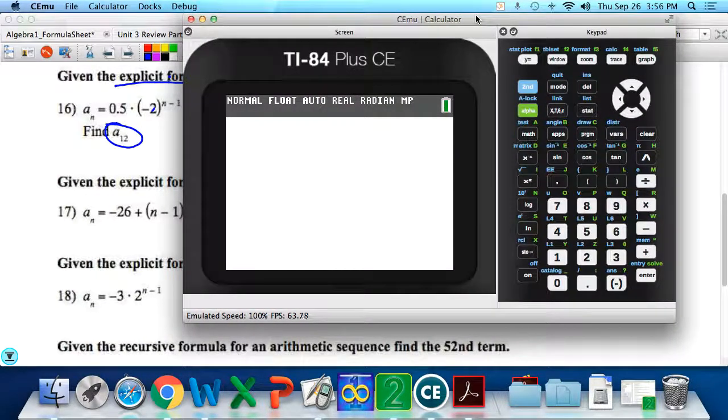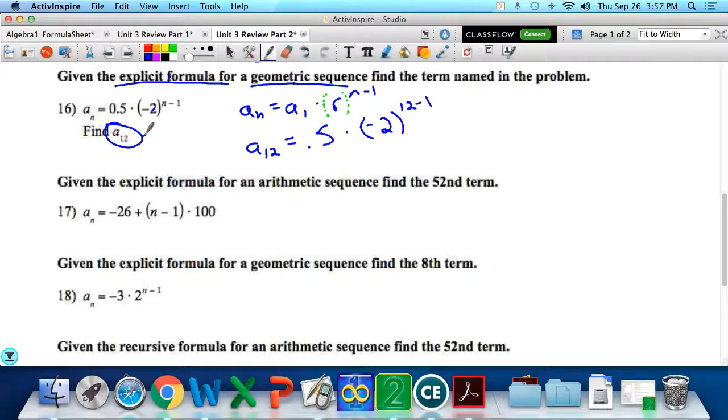All right, we had 0.5 times, and in parentheses, we had a -2. And we raise that to the n minus 1 power, which is 12 minus 1. It gives us negative 1,024 as the term. So a sub 12 equals negative 1,024.